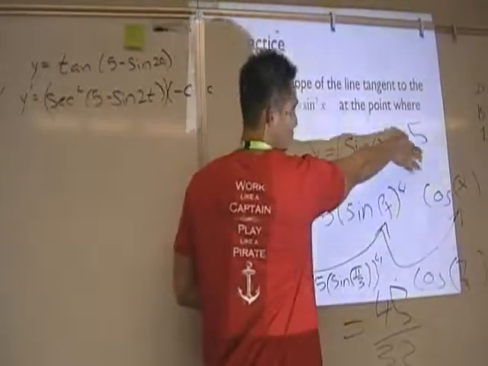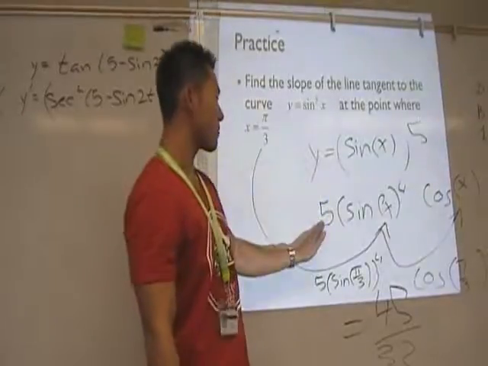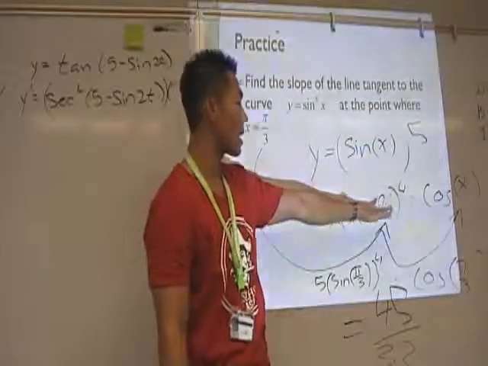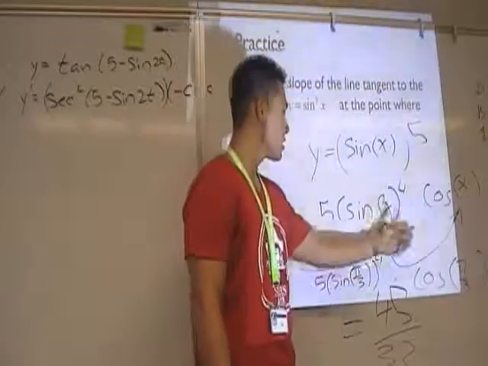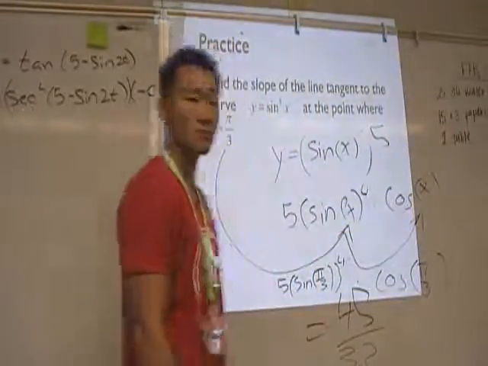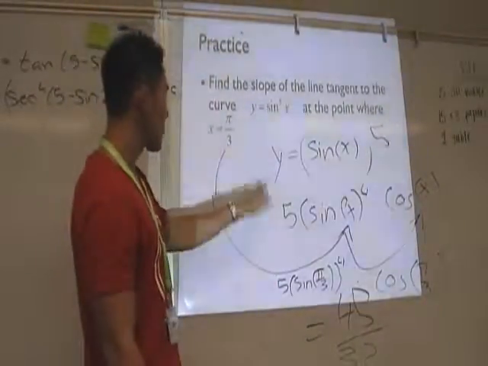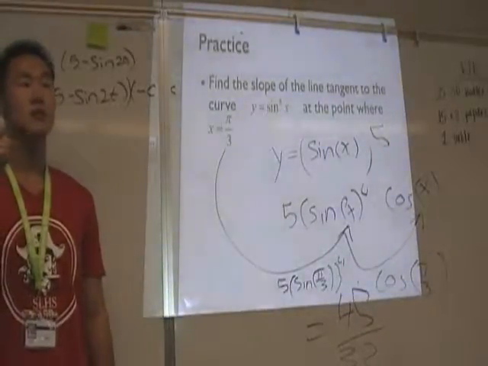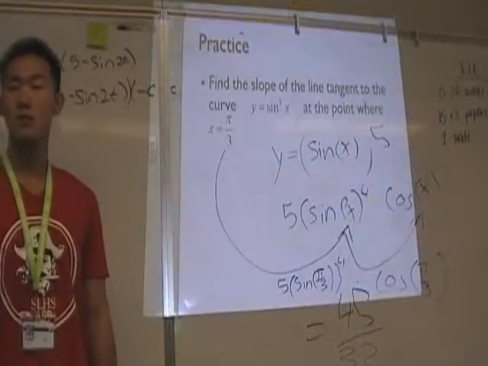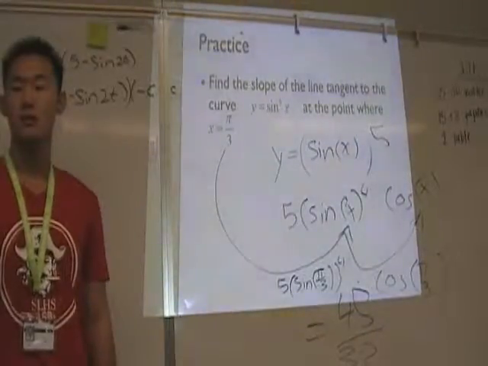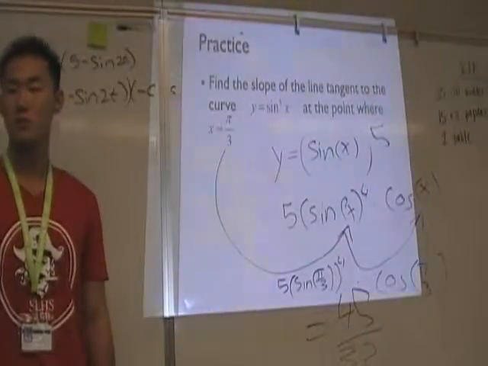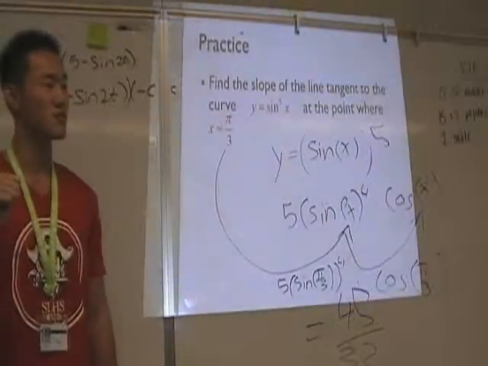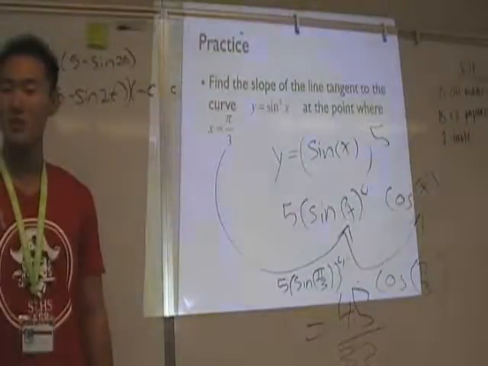Okay, so you do the power rule. So 5 goes out in front, sine of x to the 4th power, because you subtract 1 from that, times the derivative of the inside, which is cosine of x. And then you plug in pi over 3. Sine of pi over 3, that's 0.8 something. Is that square root of 3 over 2? No, I forgot the unit circle.